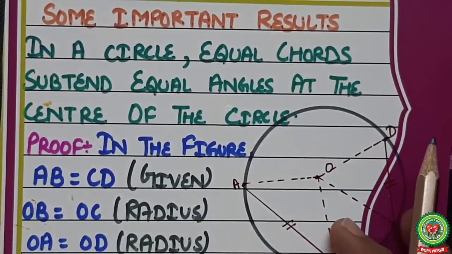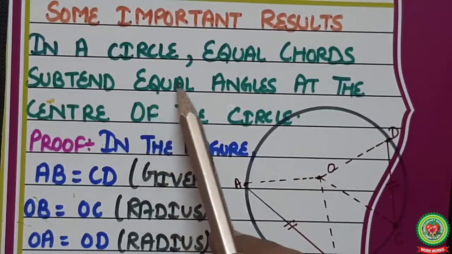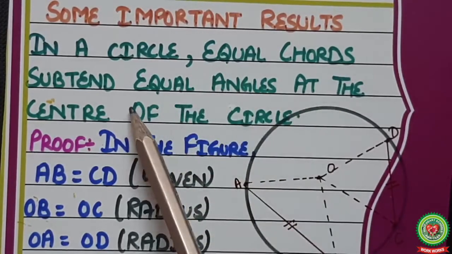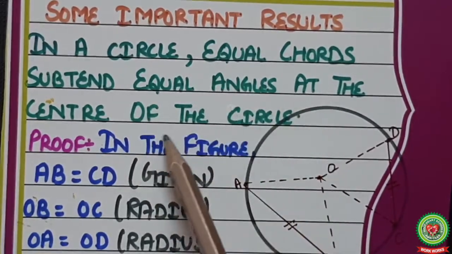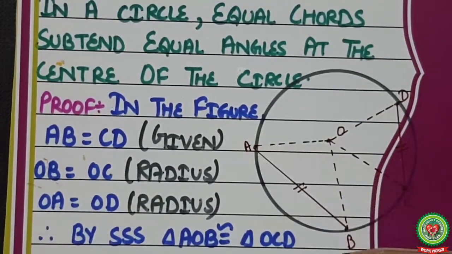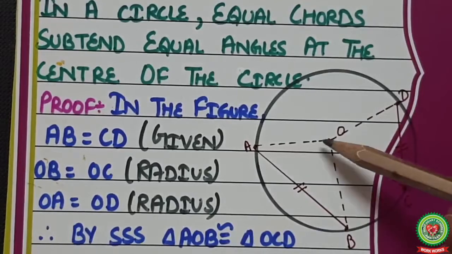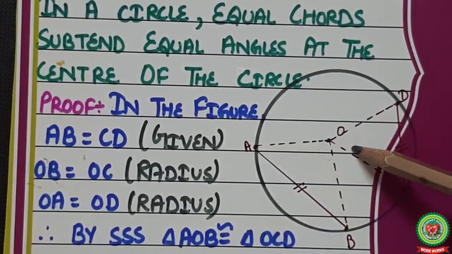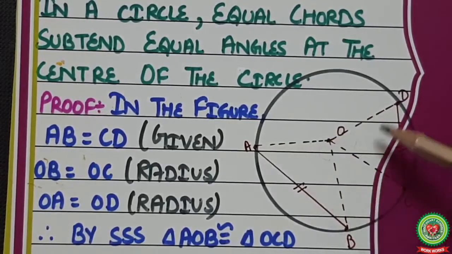So in this we will prove that in a circle, equal chords subtend equal angle at the center of the circle. See, there are two chords AB and CD. We will prove that these both angles, that is angle AOB, is equal to angle COD.